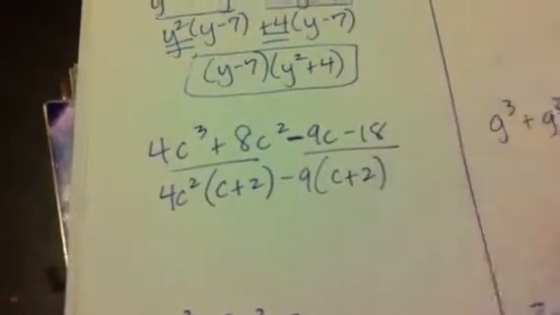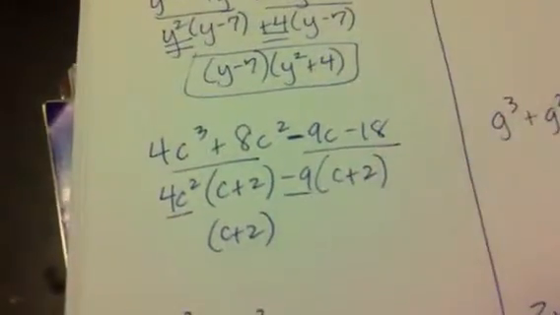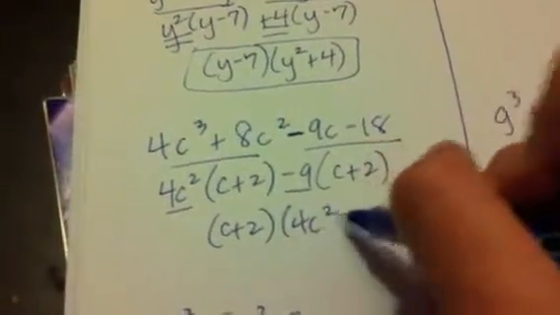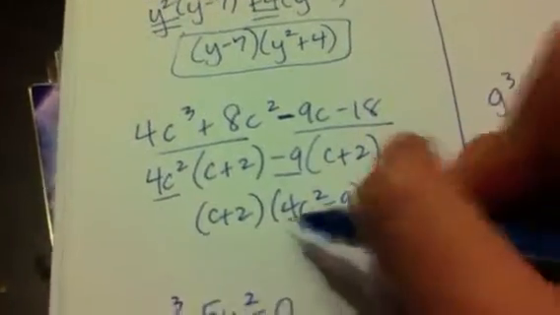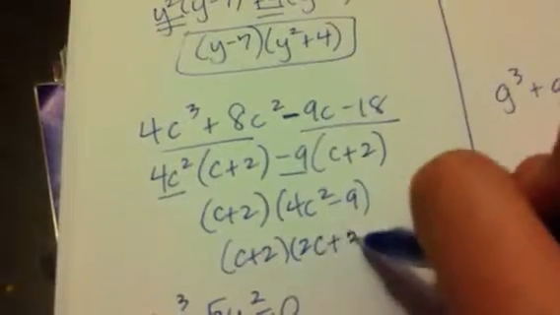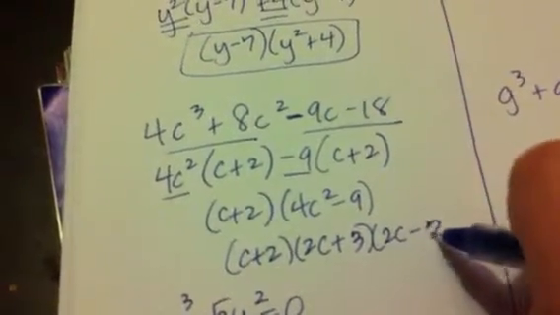You're also left with c plus 2. You bring the c plus 2 to the front. 4c squared minus 9 is what is left over. That happens to be the difference of two squares. So I want to say 2c plus 3, 2c minus 3.